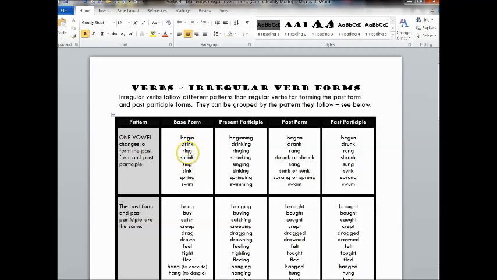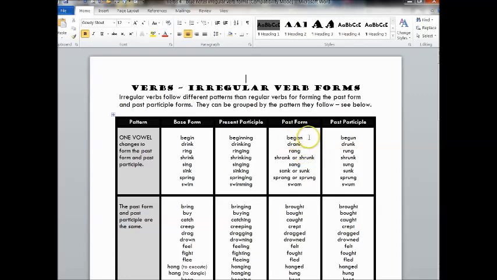So in each case we changed the I to an A for the past form, to a U for the past participle. Our present participle is ing, and as stated in the lecture on regular verb forms, we use the present participle with a be helping verb, some form of the verb to be. I am beginning, you are drinking, it was ringing, etc. We use the past form on its own, no helping verb. This would make simple past tense for us.